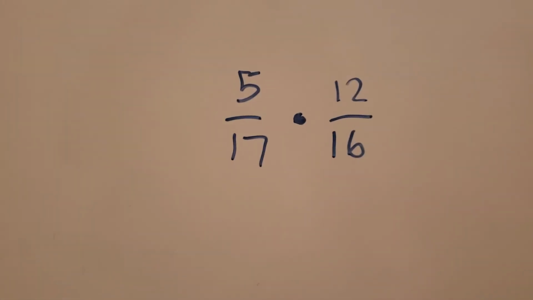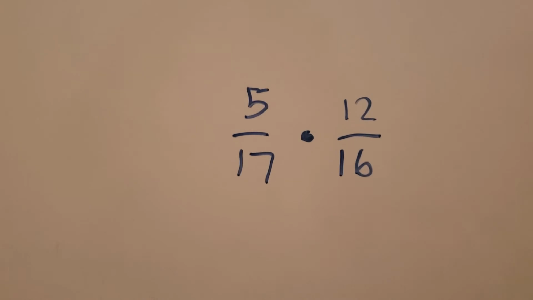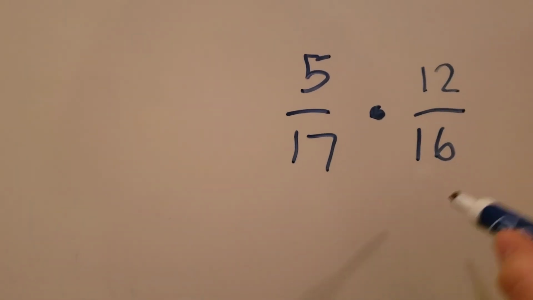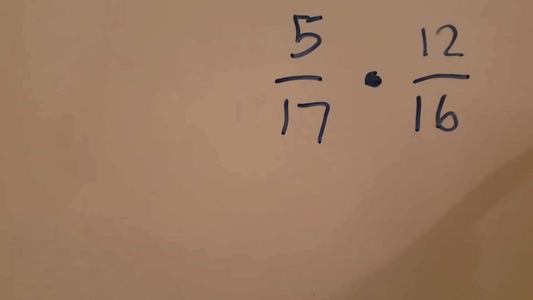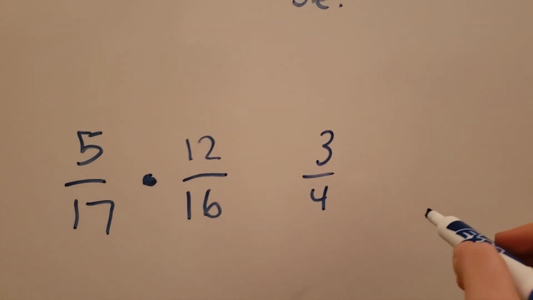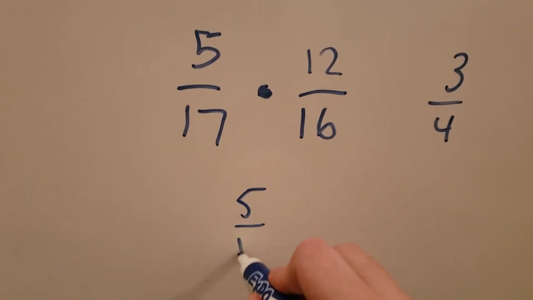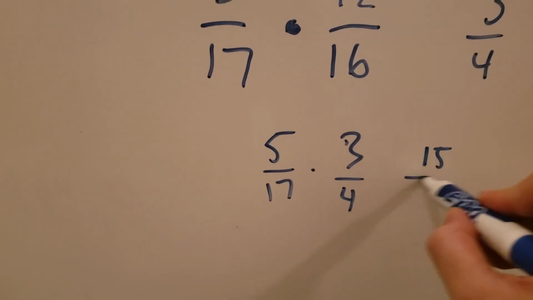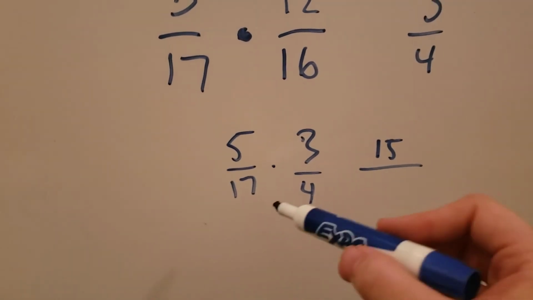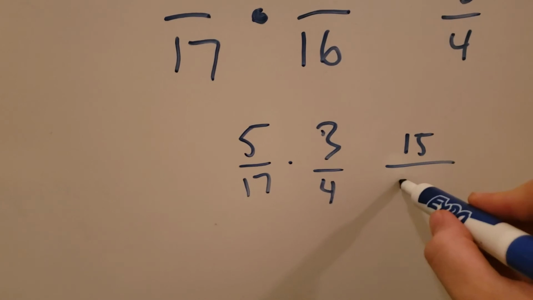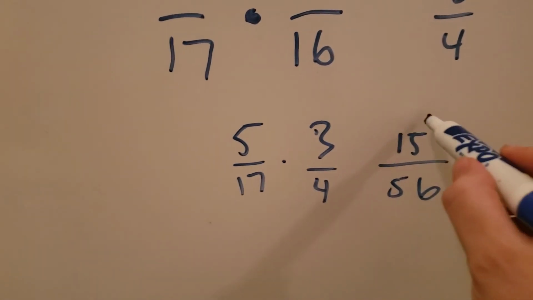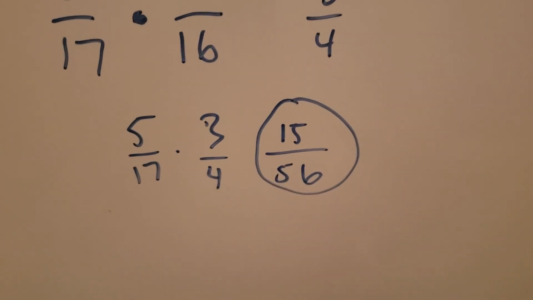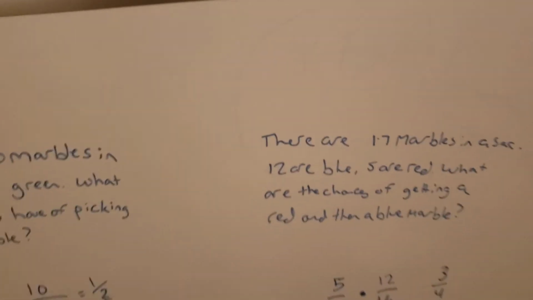So how do you find the overall probability of getting a red and a blue? You need to multiply those 2 fractions together. Luckily 12/16 is reducible to 3/4, which makes our math a little bit easier. So we've got 5/17 times 3/4. We're going to get 15 on the top. And then 17 times 4 is 68, and I don't think that's reducible. So there's a 15/68 chance of getting a red and then a blue marble.